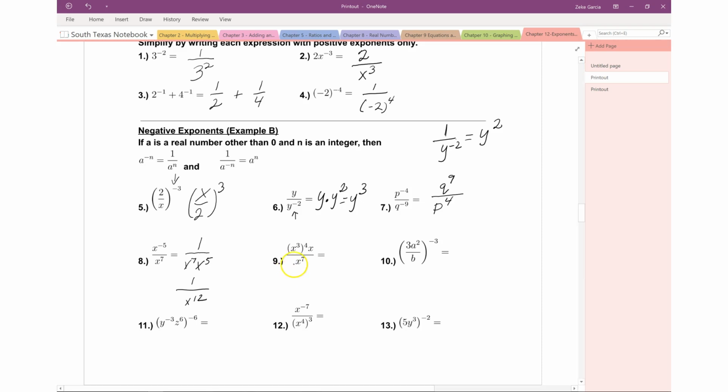You notice for number 9, we have x cubed raised to the 4th. Now we know if we have a power raised to a power, we're going to multiply. So we have x to the 12th power times x divided by x to the 7th. So we have x to the 13th divided by x to the 7th. How do we get 13? 12 plus 1 gives you 13. So you have to subtract these exponents. So you have x to the 6th.